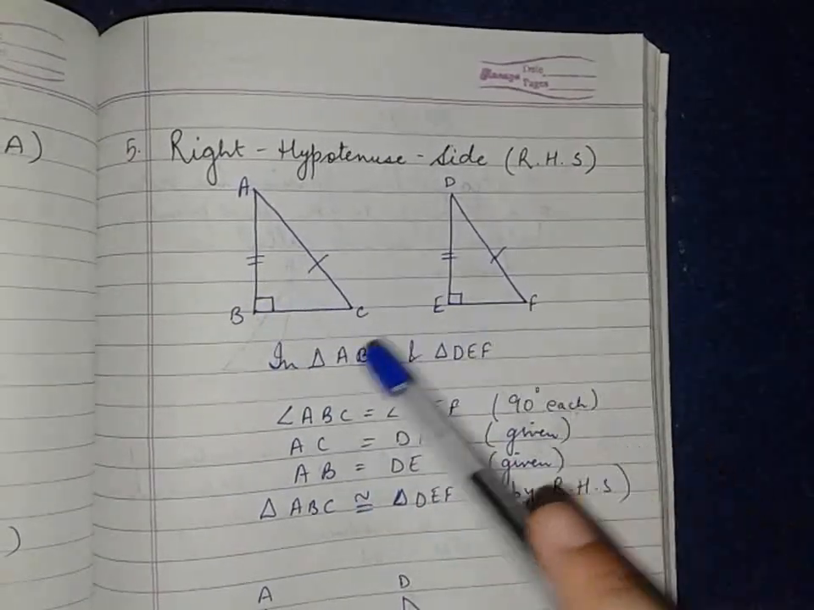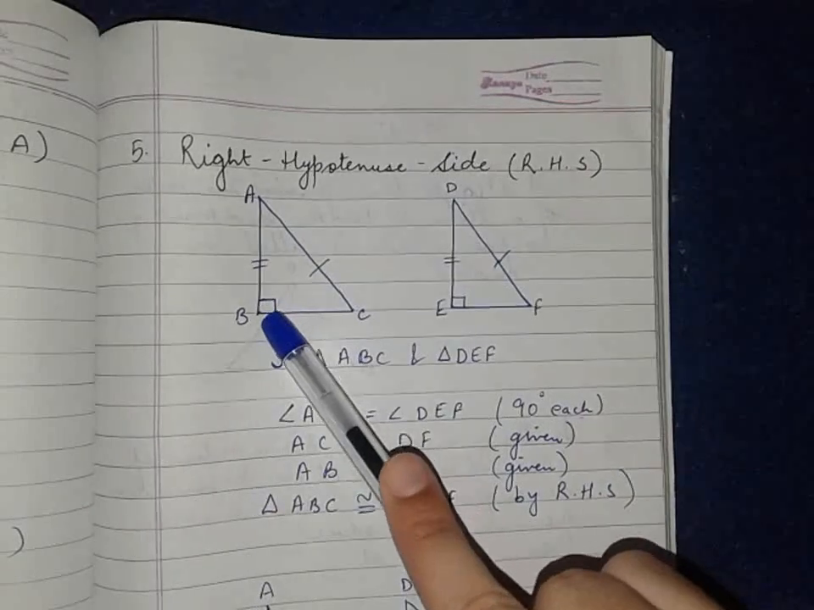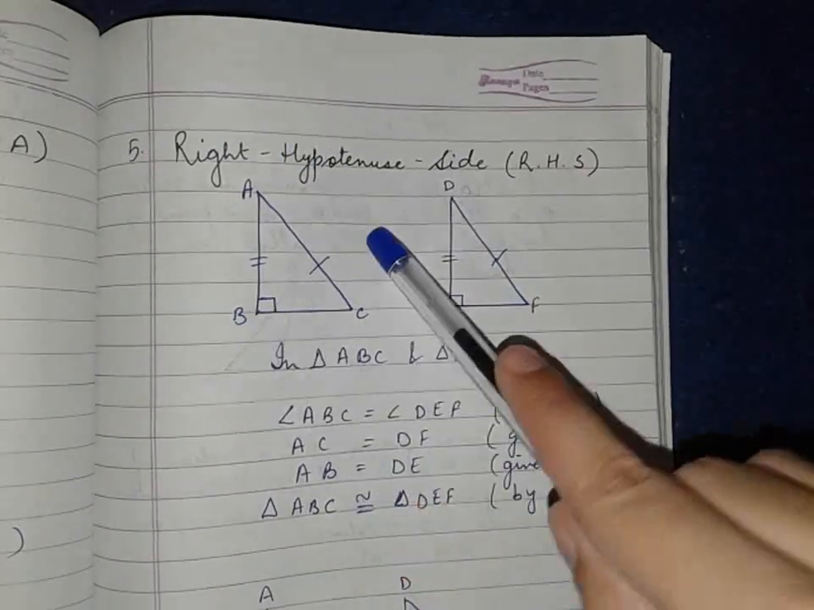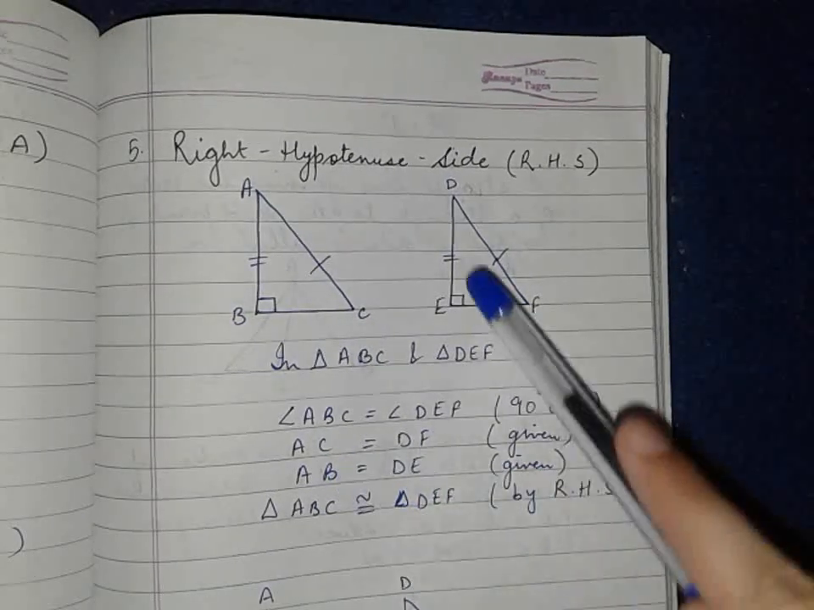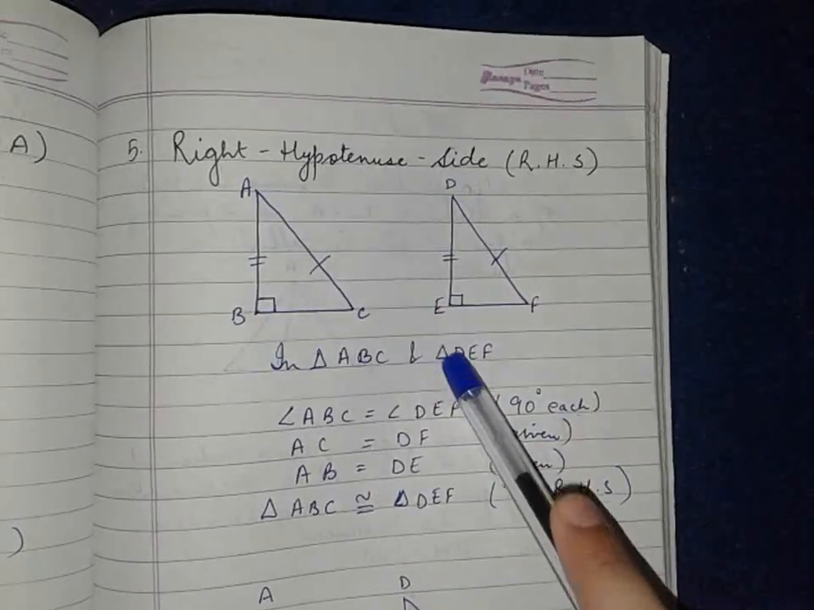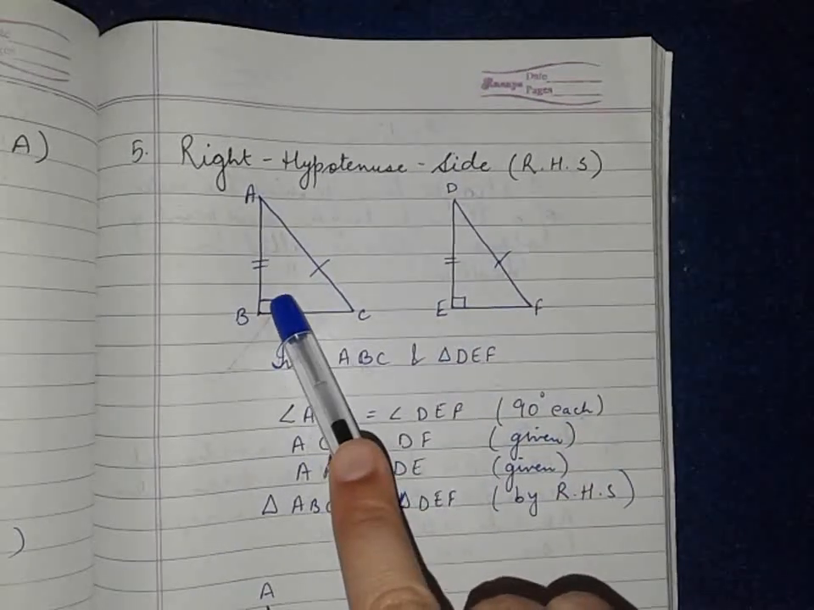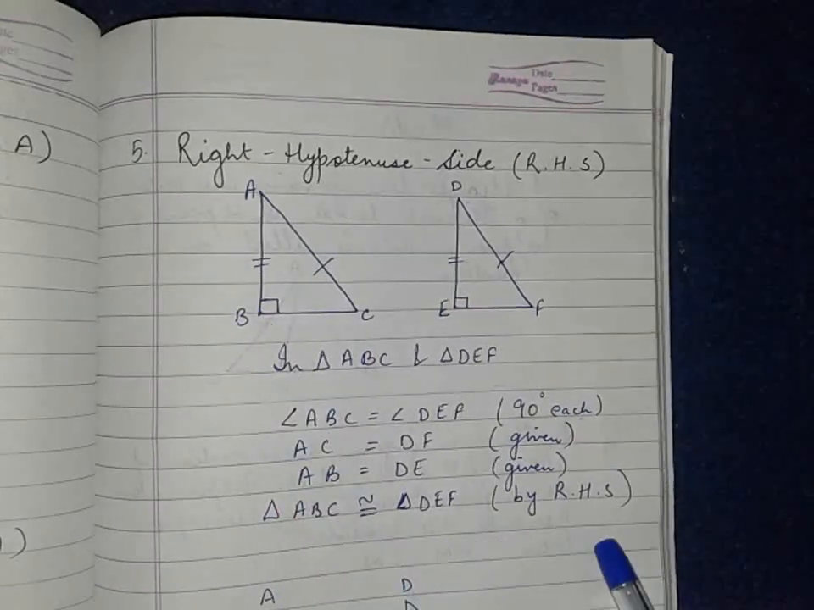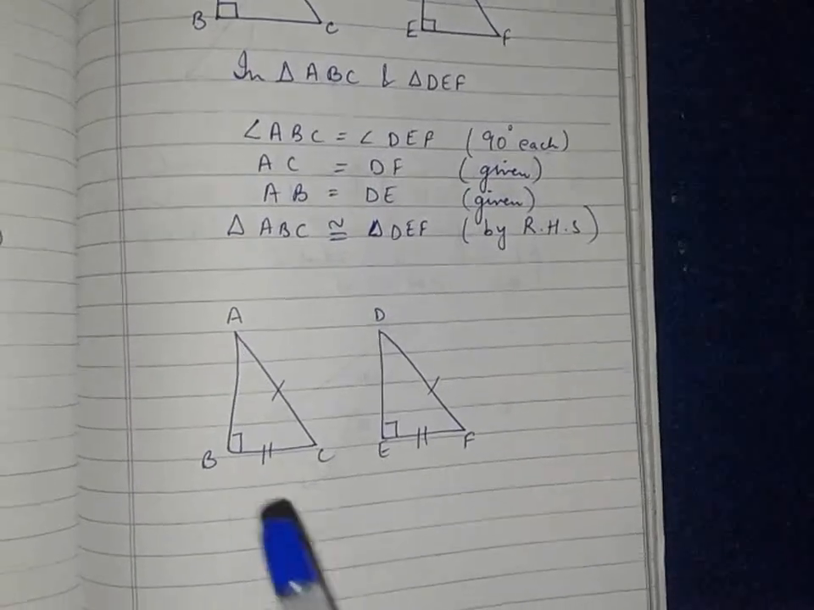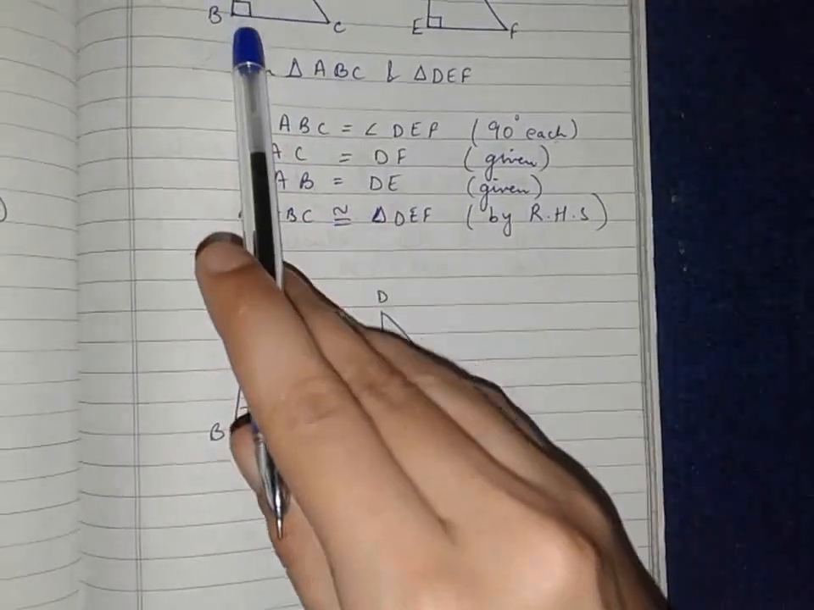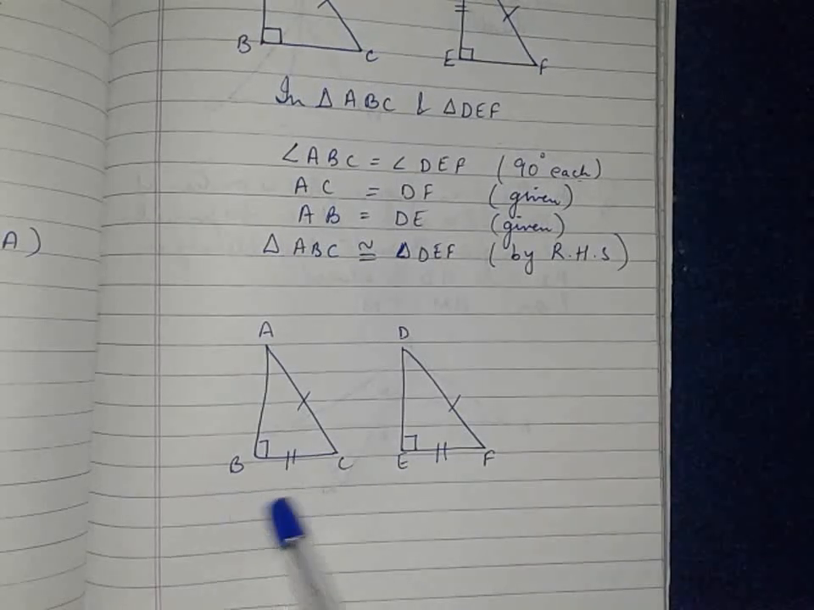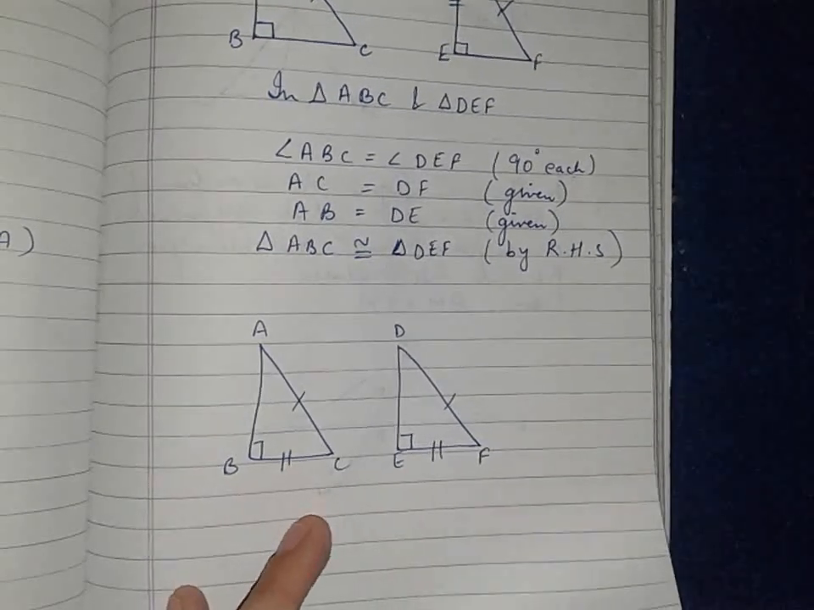Two triangles are there, triangle ABC and DEF. Angle B is equal to angle E, 90 degrees each. This AC, hypotenuse opposite to 90 degrees, is equal to DF, opposite to 90 degrees, given. And AB is equal to DE, given. So right angle is there, hypotenuse is there, and side is there. So triangles are congruent by RHS. Another way of seeing it can be right angle, hypotenuse, and in place of AB, now BC is equal to EF. These are also congruent by RHS.